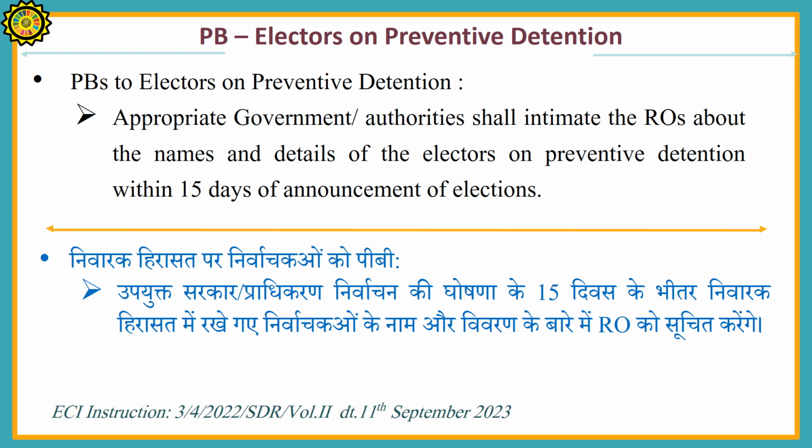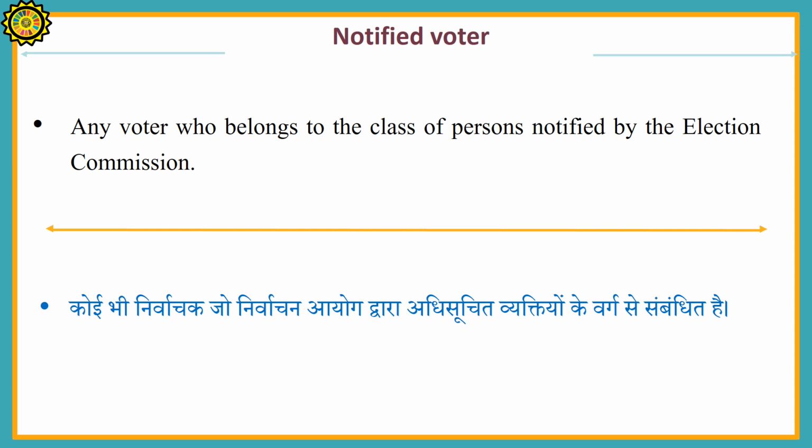Postal ballot for the electors on preventive detention. The appropriate government or the authorities shall intimate the returning officer about the names and details of the electors on preventive detention within 15 days of announcement of the election. Notified elector. Any voter who belongs to the class of persons notified by the Commission.